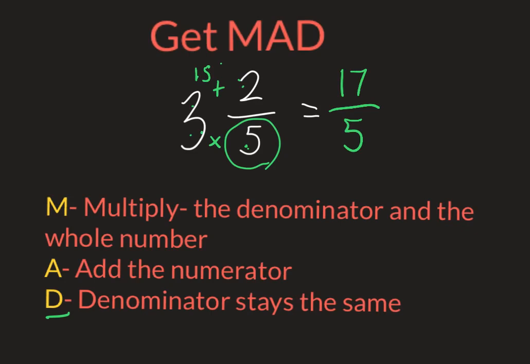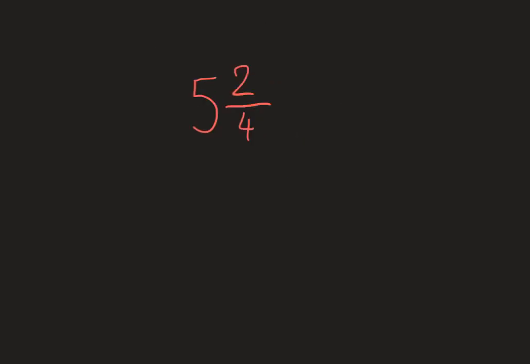So remember, if you're talking about getting mad, the M says multiplication, which always means it goes first. So if we're going into this direction, you should be multiplying first before you do anything else. Let's try some examples. Okay, so let's try this in an example.